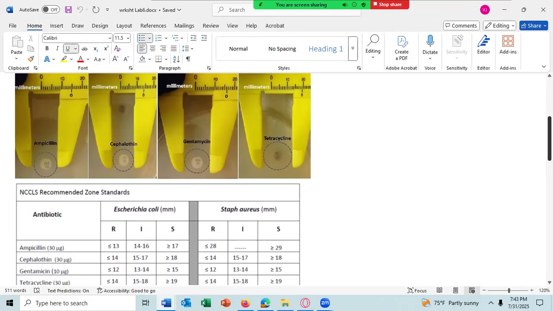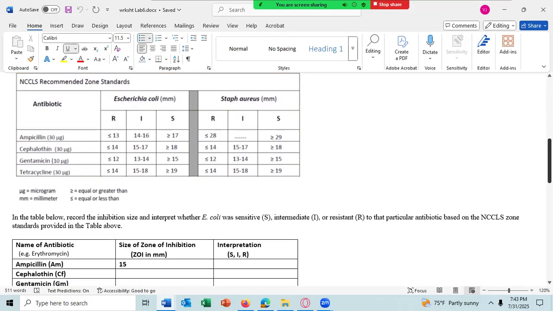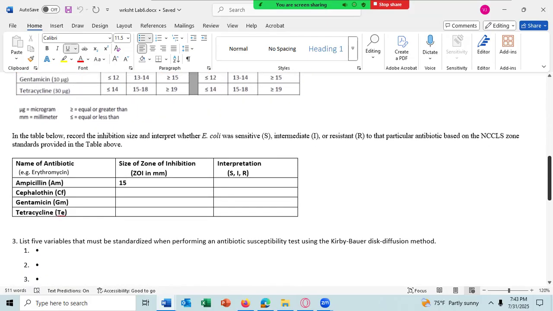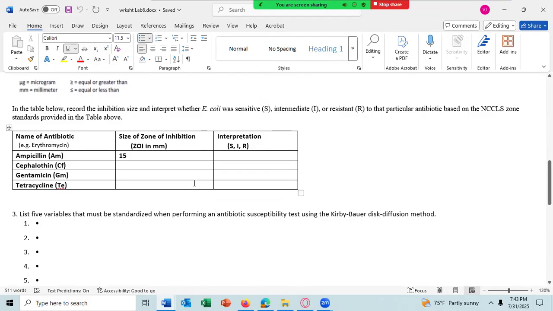That's how you read calipers. Any question about that? All right, so fill in the table for number 2. And then for 3, list 5 variables that must be standardized when performing the antibiotic susceptibility test when using the Kirby-Bauer disk diffusion method. That was discussed in the lab module, and it's also in a table in the lab module.